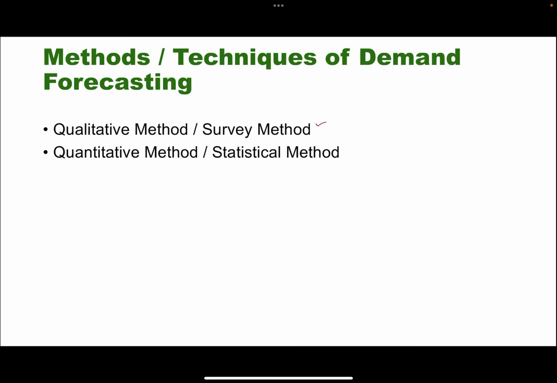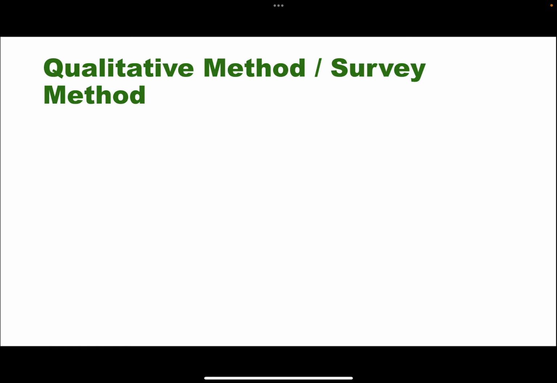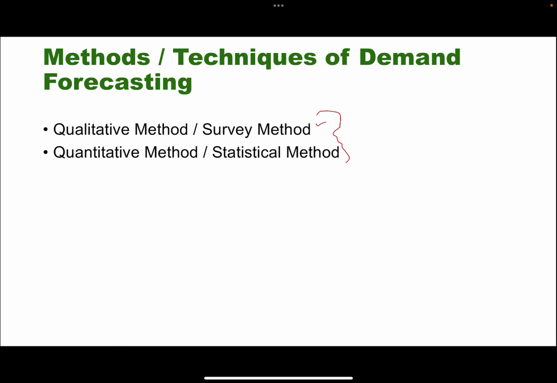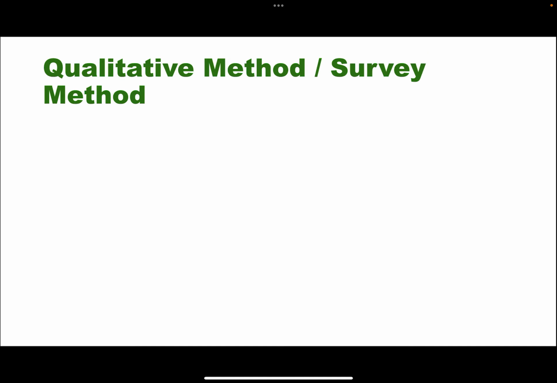So let us discuss the different methods or techniques of demand forecasting. The techniques we are going to discuss are the qualitative method or survey method. We will see each one of them in detail in the next slides. The next one is the quantitative method or statistical method. So these are the two broad classifications of the methods of demand forecasting. Let us first see what exactly is the qualitative method or survey method.